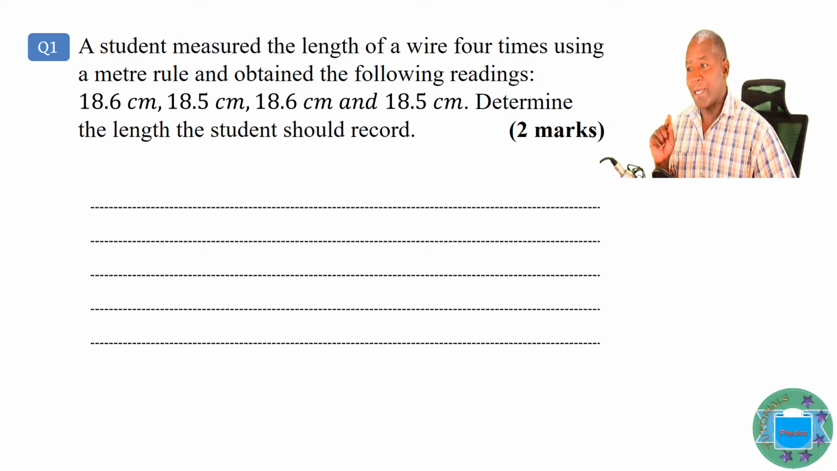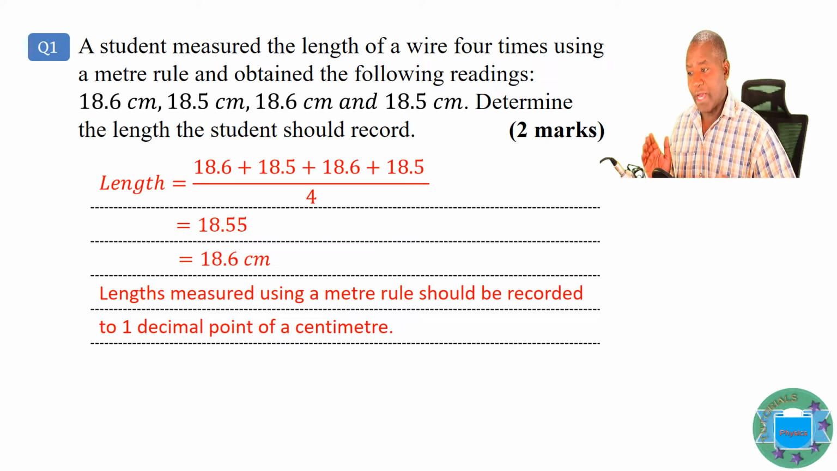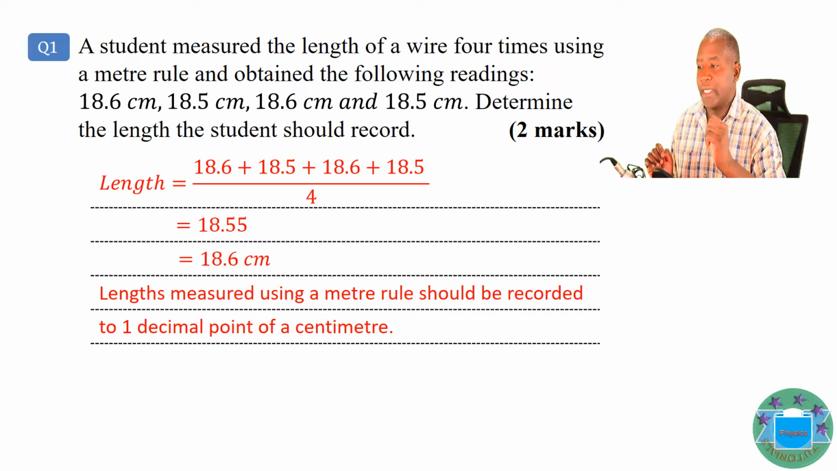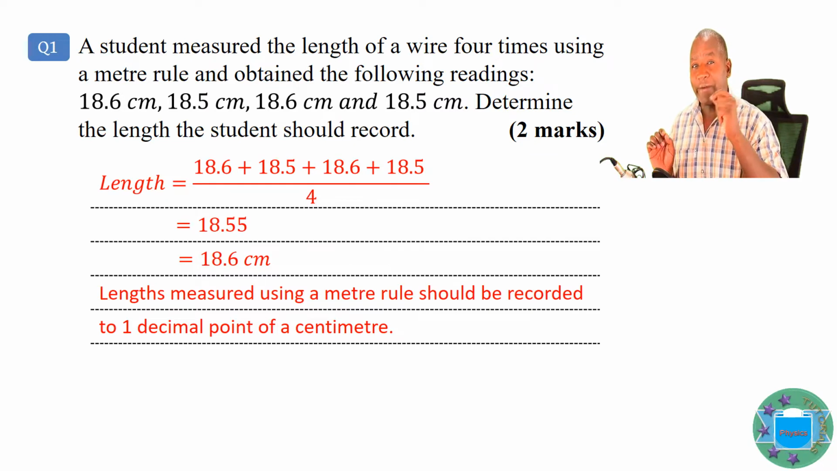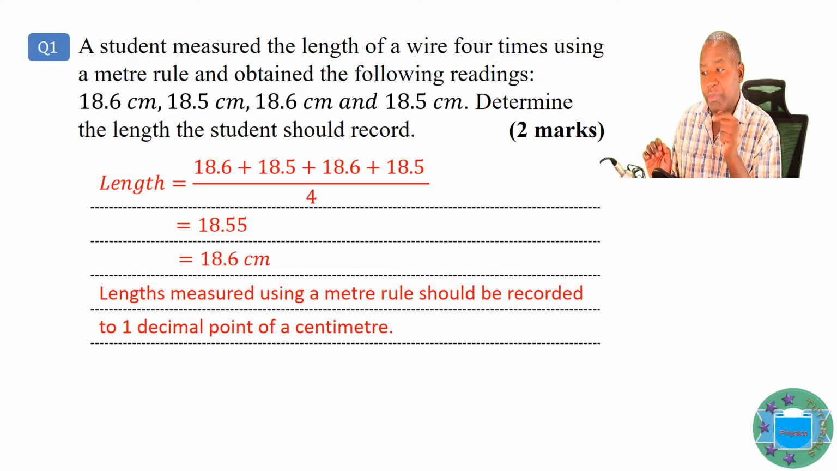So we are going to add the 4 values and then divide by 4 in order to get the average. And then we are going to ask ourselves, what is the level of precision of a meter rule? So I've already written down the answers in this slide. You can see I've already obtained the average to be 18.55 centimeters, but the value the student should write should reflect the level of precision of that measuring instrument. So it should be 18.6.